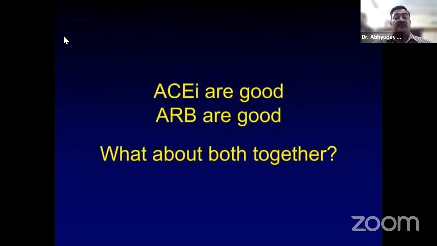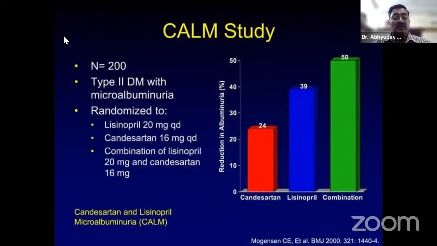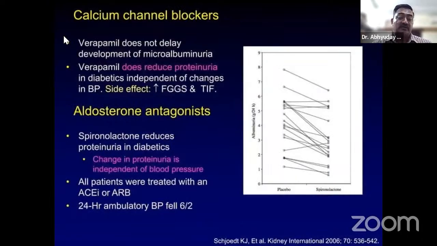So whether ACE inhibitors or ARBs are good, yes, we know that both are good, but what about if we use both together? A lot of studies are there. I won't go in detail. We have studies with the MRAs also, which have been shown to slow down the renal injury and proteinuria. This study used both candesartan and the ACE inhibitor lisinopril. The combination showed good results, but then follow-up is important, and the problem of hyperkalemia is there.